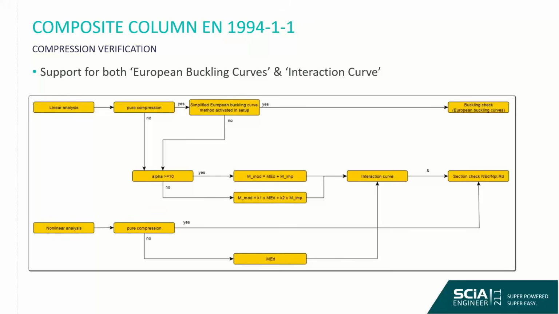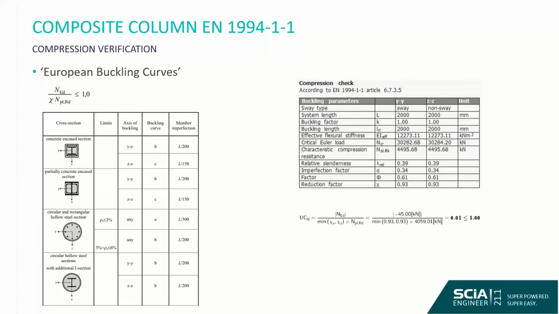But to start this explanation, we need to go to the compression verification for composite columns that are under pure compression. Because the new module actually supports two methods to check columns that are under pure compression. One of them is the European buckling curve method, which is similar to the one we know from steel, where depending on your section, well, let me show you the next slide already.